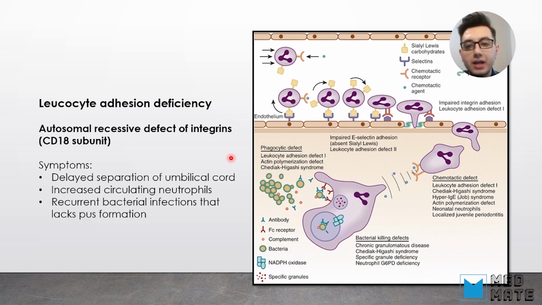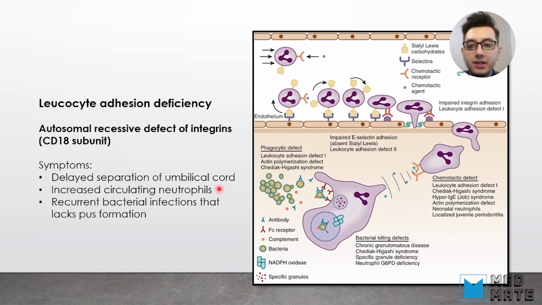Okay, now increased circulating neutrophils. What you have to know about this symptom is that neutrophils normally are held in the lungs, and that happens via the presence of integrin molecules. Since there is a defect of integrins, that adds to the circulating neutrophils, because they are not connected to the integrins in the lung, so they are added to the circulation of our body. So there are increased circulating neutrophils.